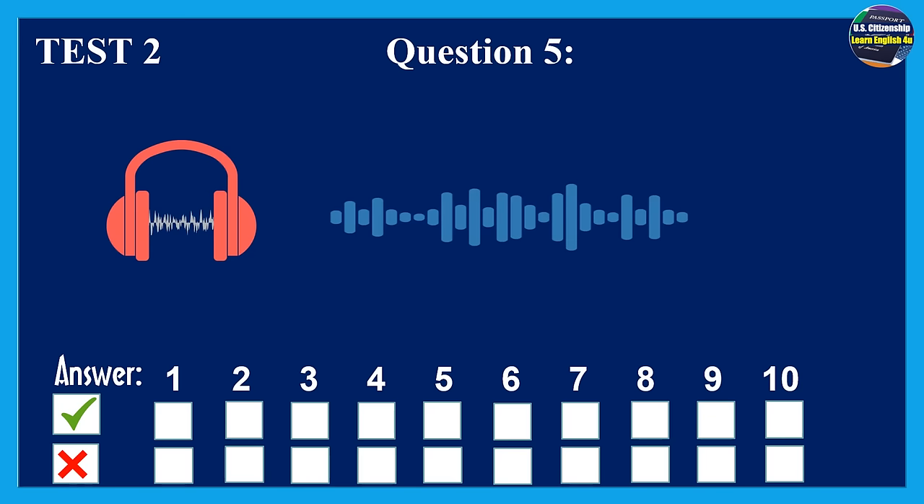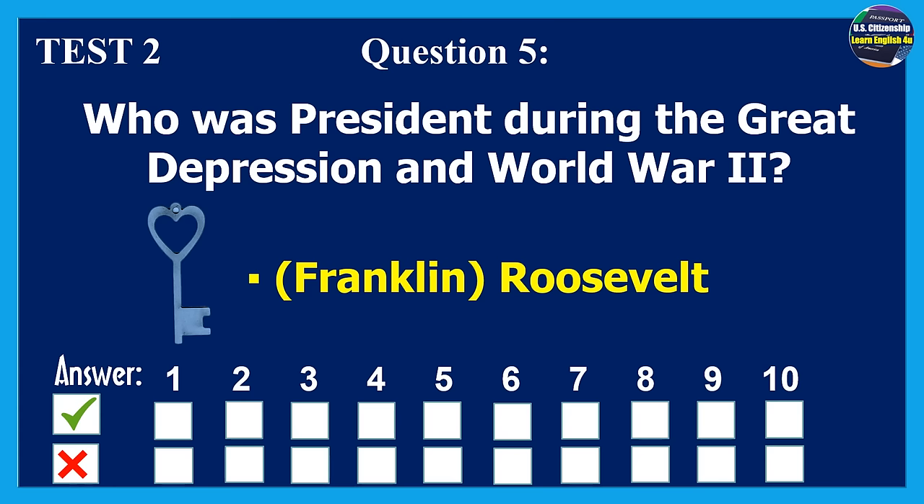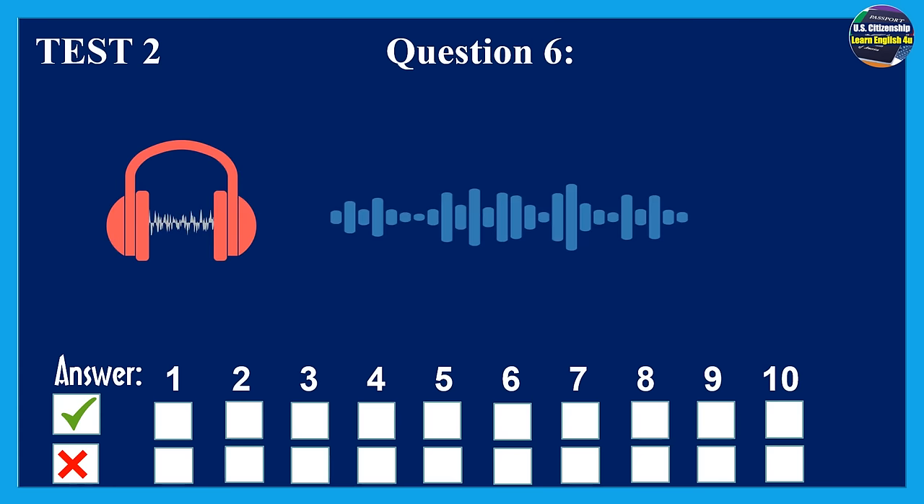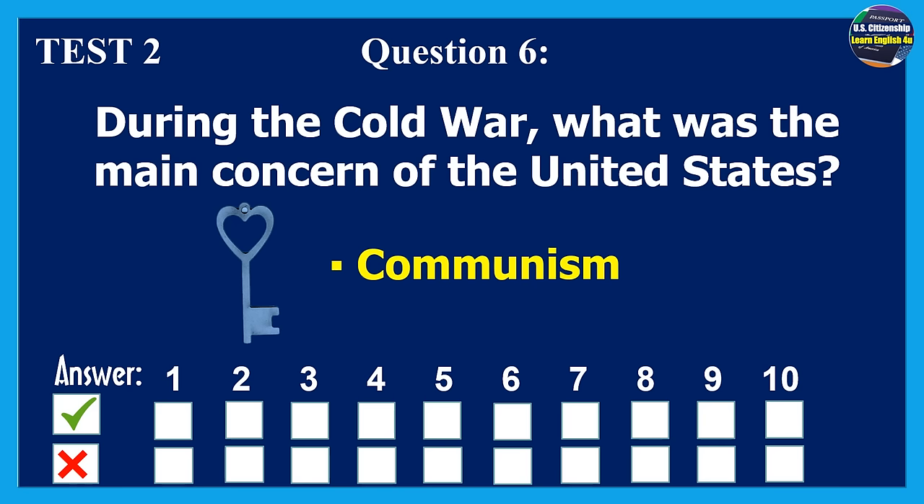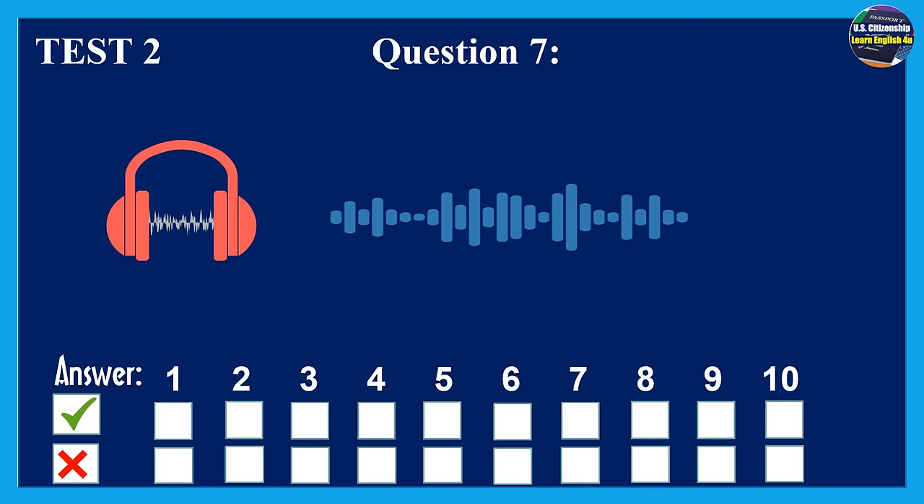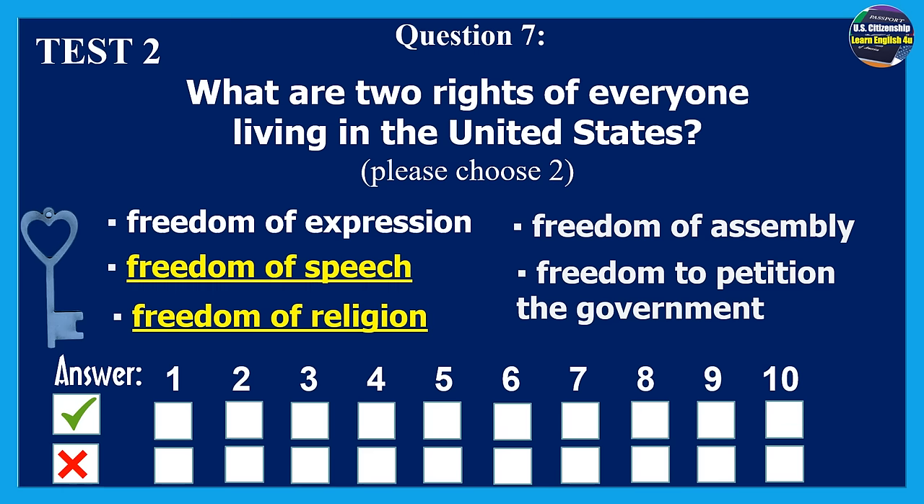Who was president during the Great Depression and World War II? Franklin Roosevelt. During the Cold War, what was the main concern of the United States? Communism. What are two rights of everyone living in the United States? Freedom of speech, freedom of religion.